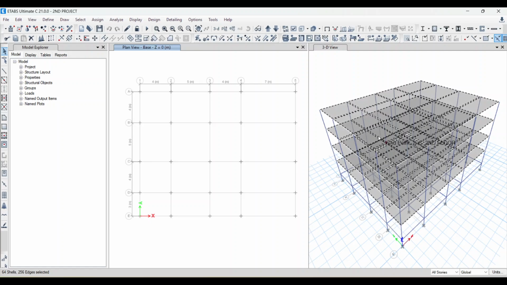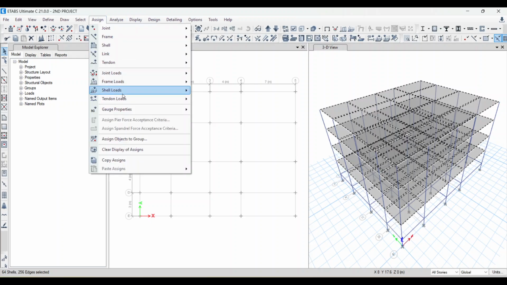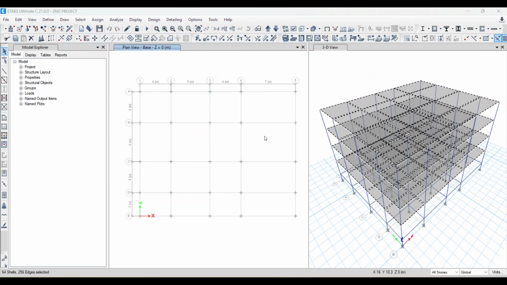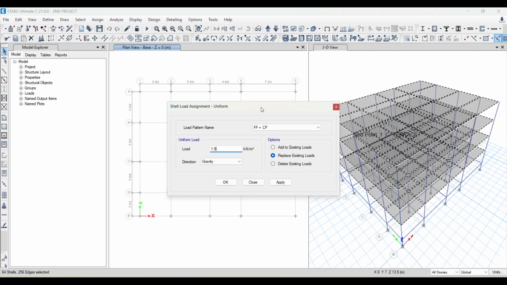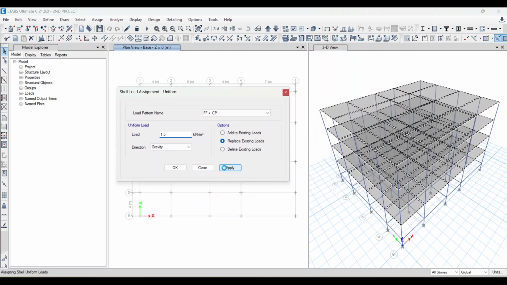So I am giving the same floor finish load for all the structure. So I will go to assign, shell load, uniform. I will select floor finish plus ceiling plaster, and I will give the 1.5 kilonewton load for my slabs. Okay, and just apply and okay.